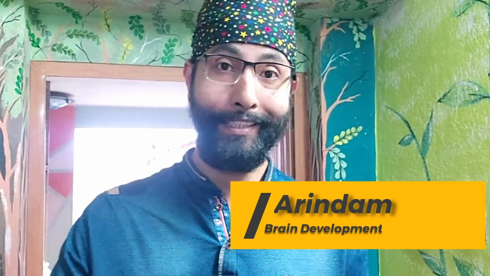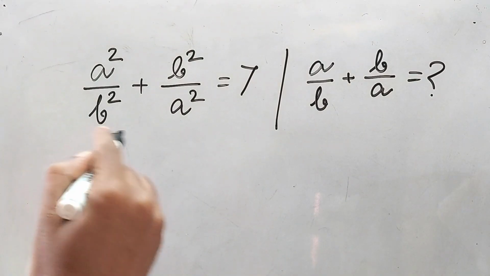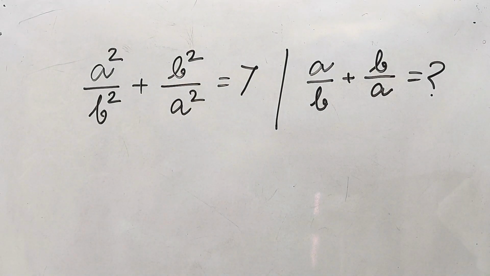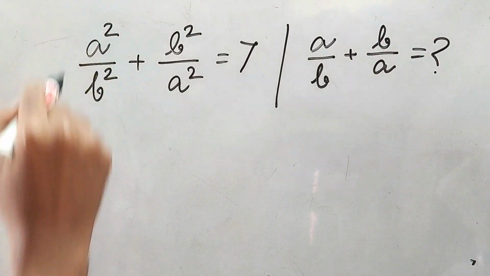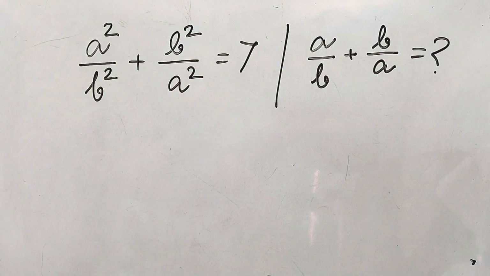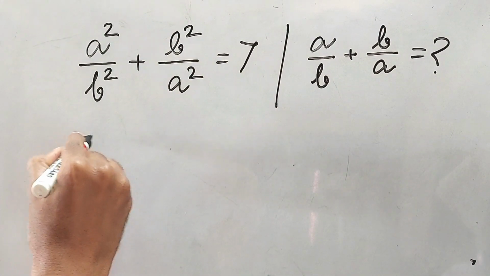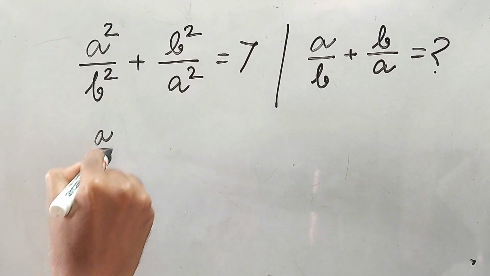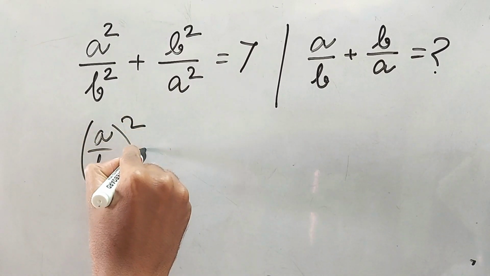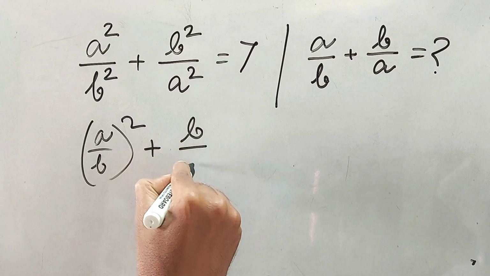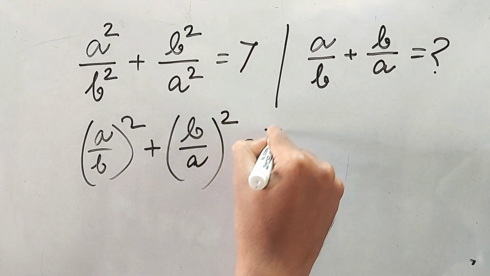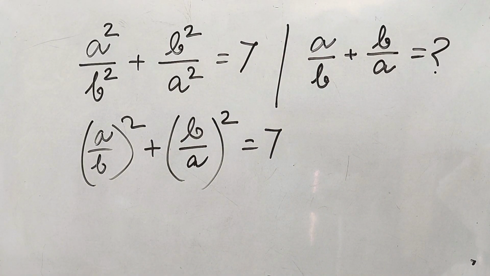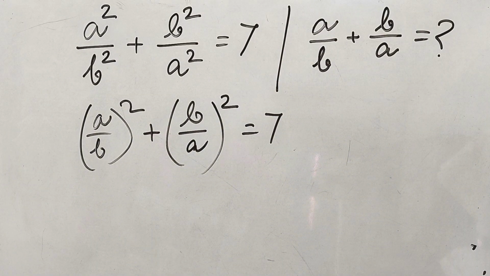You're watching Brain Development. Well, a squared by b squared plus b squared by a squared is equal to 7. Now, what is the value of a by b plus b by a? If we see this carefully, this one is x square and this is y square, right? So (a by b) whole square plus (b by a) whole square is equal to 7. Is this fine?